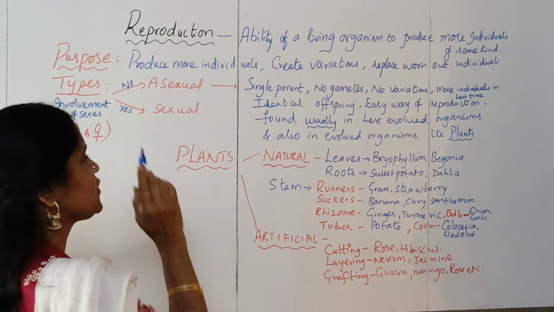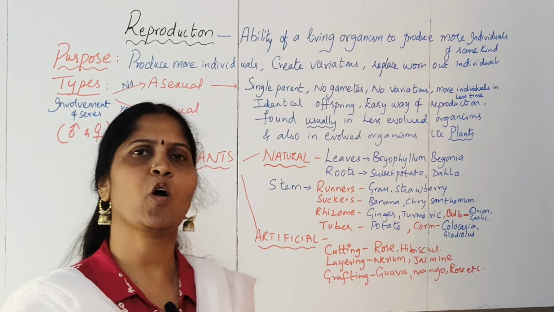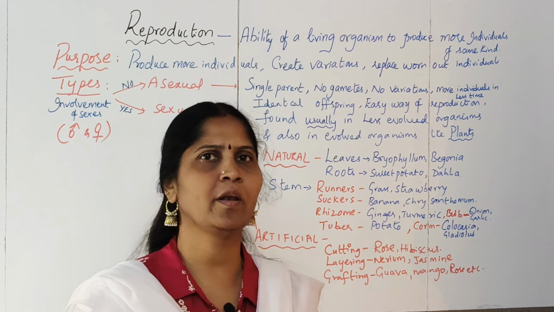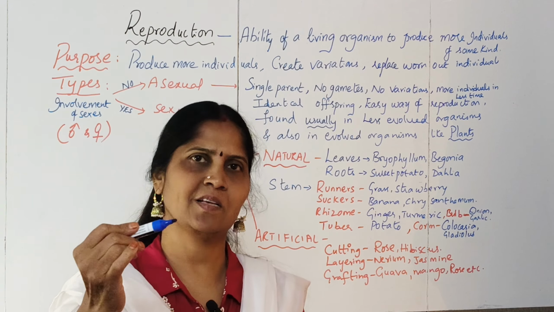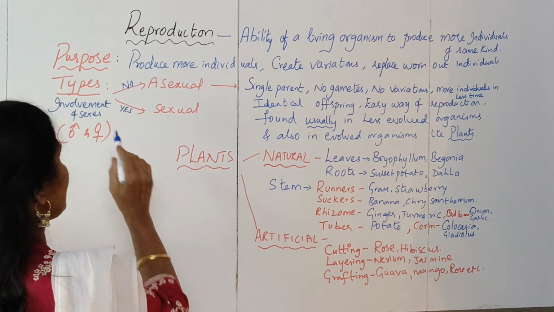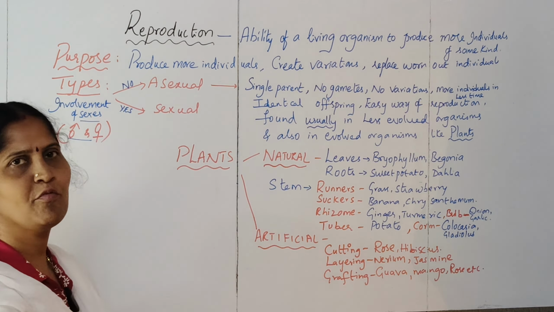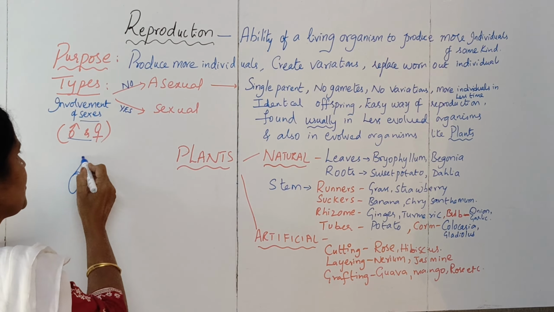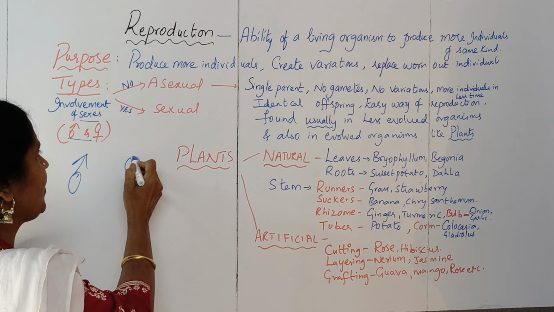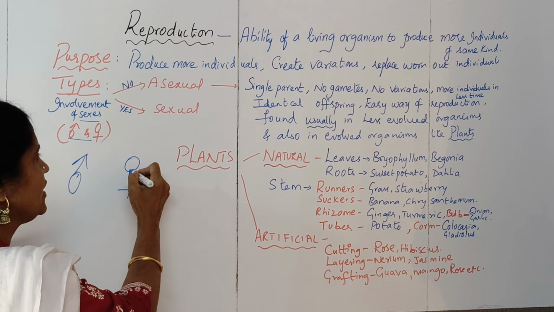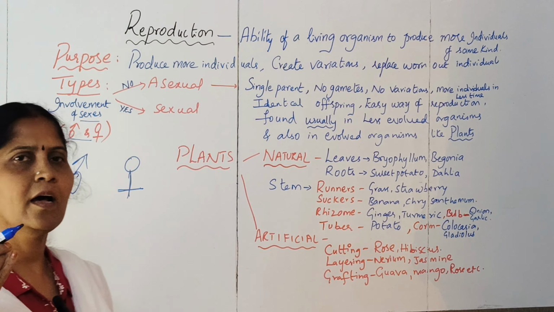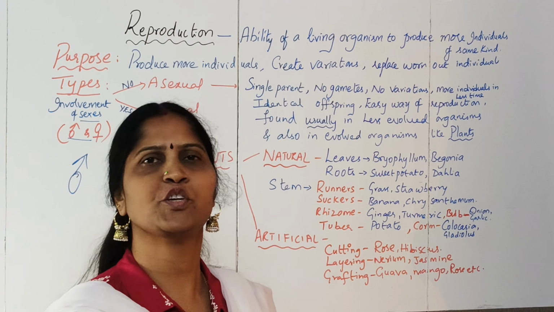Then talking about the types of reproduction, reproduction can be broadly divided into two types based on whether there is involvement of the sexes or not. When you talk about sexes in biology, the sexes are male and female. This is the symbol which is used for male, and this is the symbol which is used for female in biology. So when there is involvement of sexes, it is called sexual reproduction.